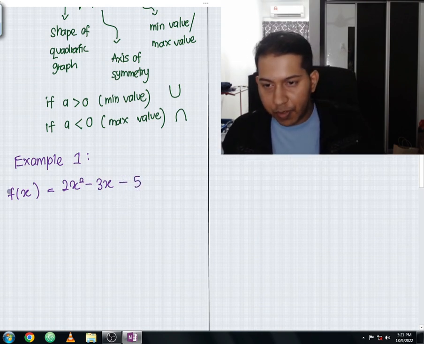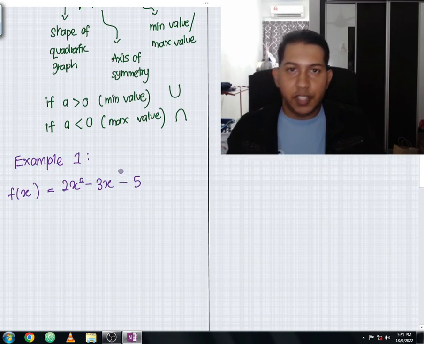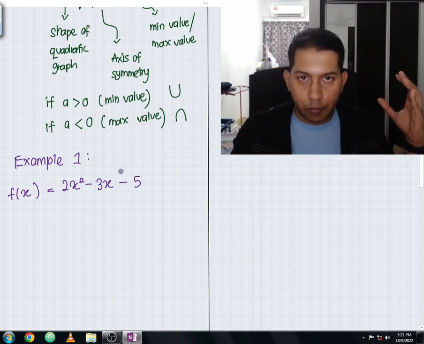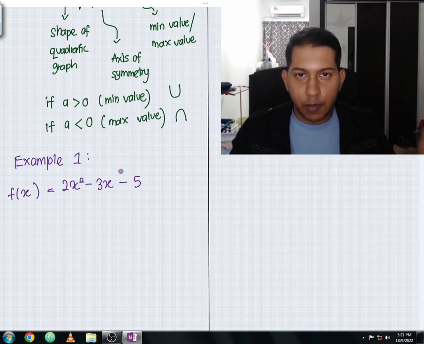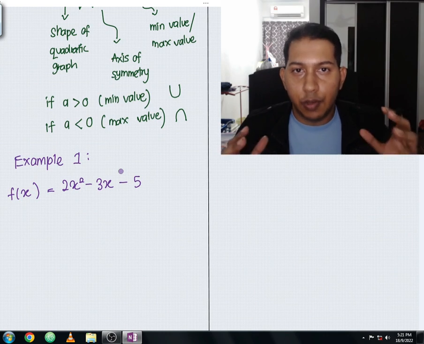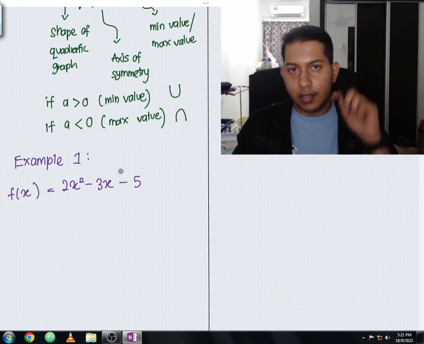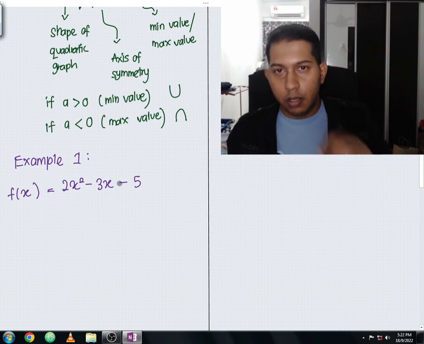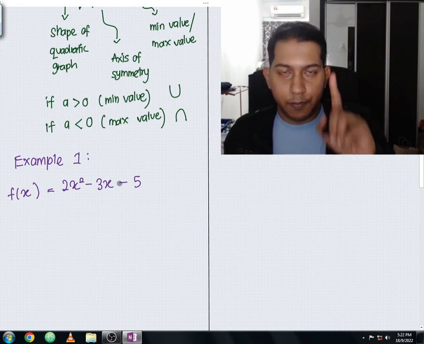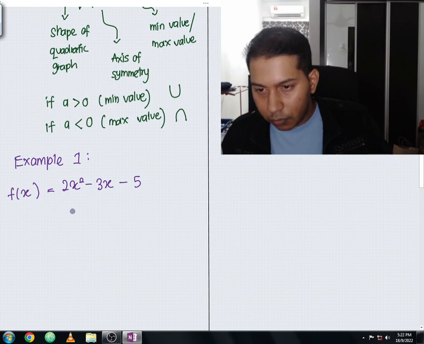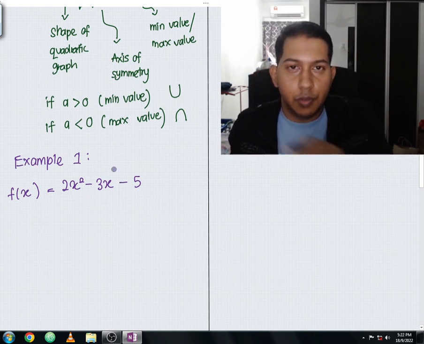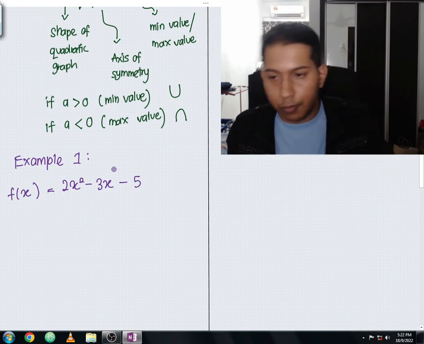To solve this, we're going to use the completing the square method. Whatever you learned in the first part of this chapter, we're going to apply here. But in case you forget it, don't worry, I'm going to help you solve it together. The first step is to make sure the coefficient of A equals 1. So how are we going to do that? We divide the whole equation by 2.